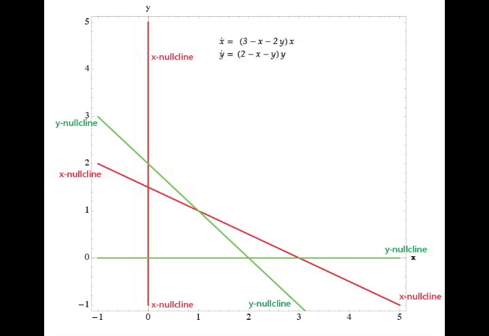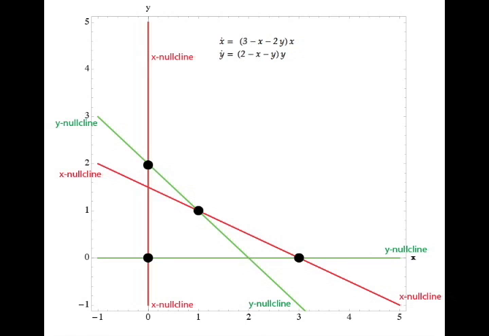First, we should also mention that the x and y nullclines intersect at the fixed points of the system, and those are the red and green lines here. Their intersection points are the fixed points, marked in black circles.